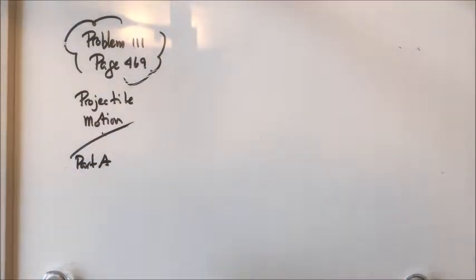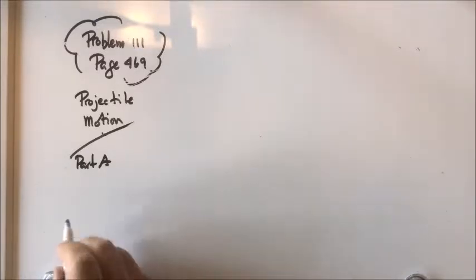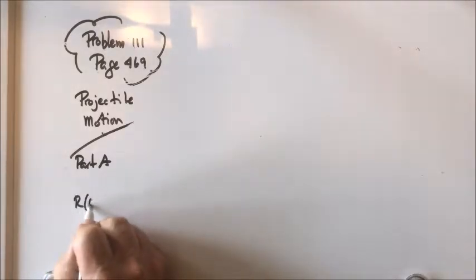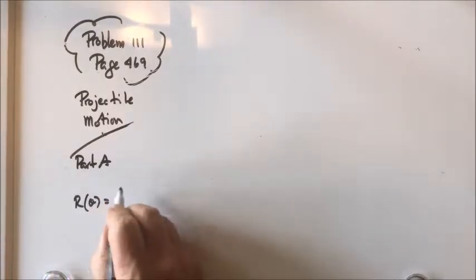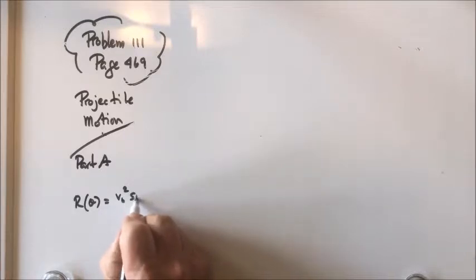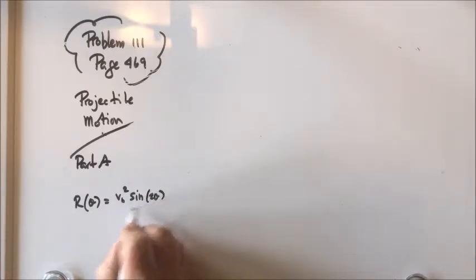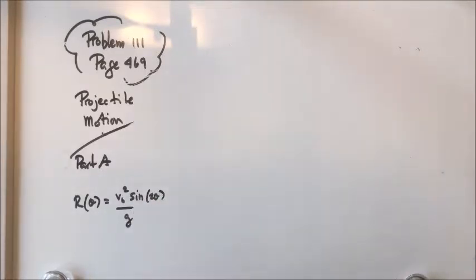And what it says is the horizontal distance that a projectile will travel in air, ignoring air resistance, is given by r of theta is equal to v sub o squared sine 2 theta all over g. So let's just make sure everyone knows what those are.